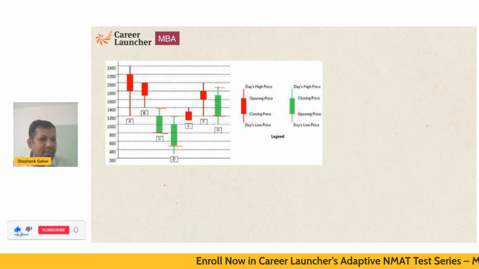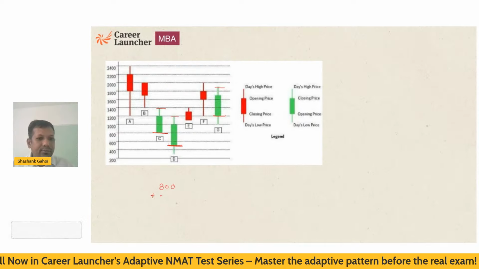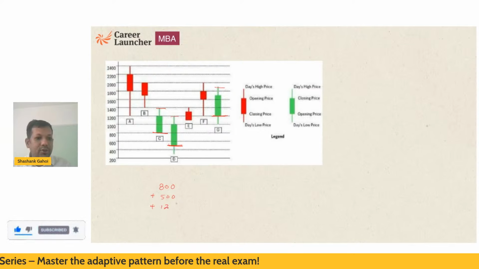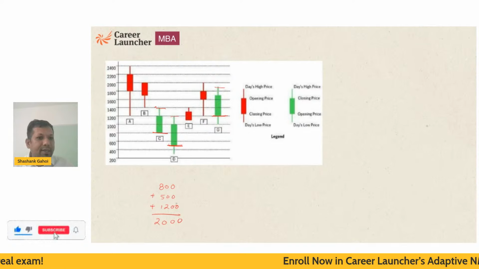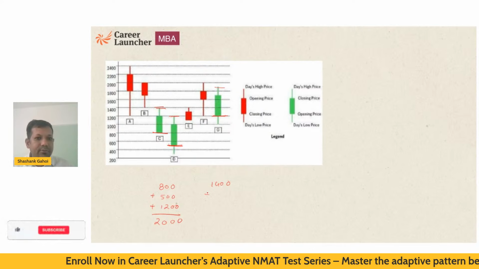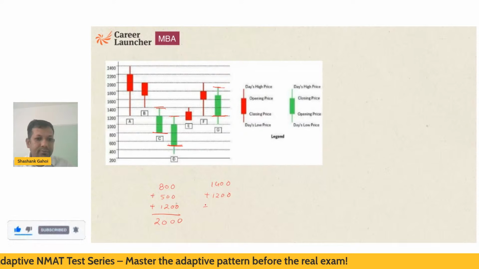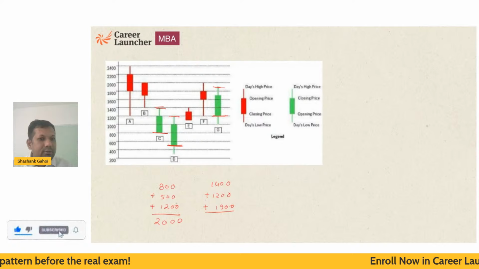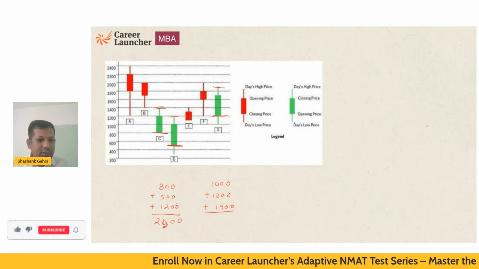So his cost price is 800. Here his cost price is going to be 500. Here his cost price is going to be 1200. So his total cost is going to be what? 2000 rupees. Now he's selling it at 1400. He's selling it at 1200. And he's selling it at 1900. This is 19. This is 12. This is 14. This is not 2000. This is 2500.